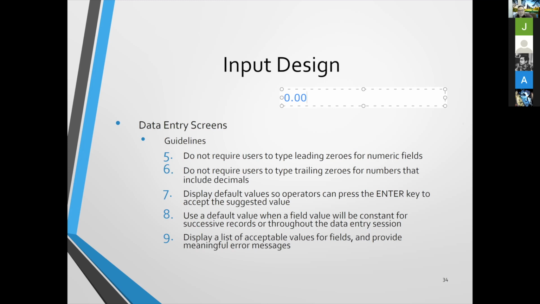Number 9, display a list of acceptable values for fields and provide meaningful error messages. For example, if this text box lets the users enter the amount of money they want to withdraw, and the user enters negative 500, this is an error, right? You should show an error message for them that the number must be positive only, something like that, and let them change it.